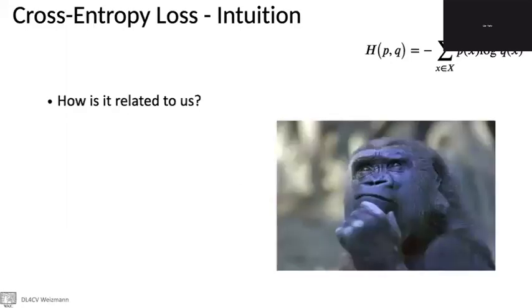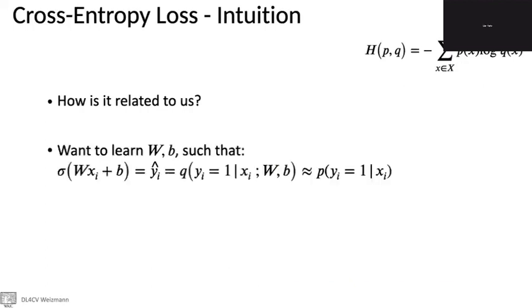So back to our setting. Let's see how we can define P and Q in our setting. Again, our goal is to learn some W and B, such that the sigmoid of this linear transformation is going to give us the prediction yi hat, which, as you recall, is what we denote as our approximator. This is the probability of classifying a given xi as 1, and we want it to be as close as possible to the ground truth probability, which is P of yi.